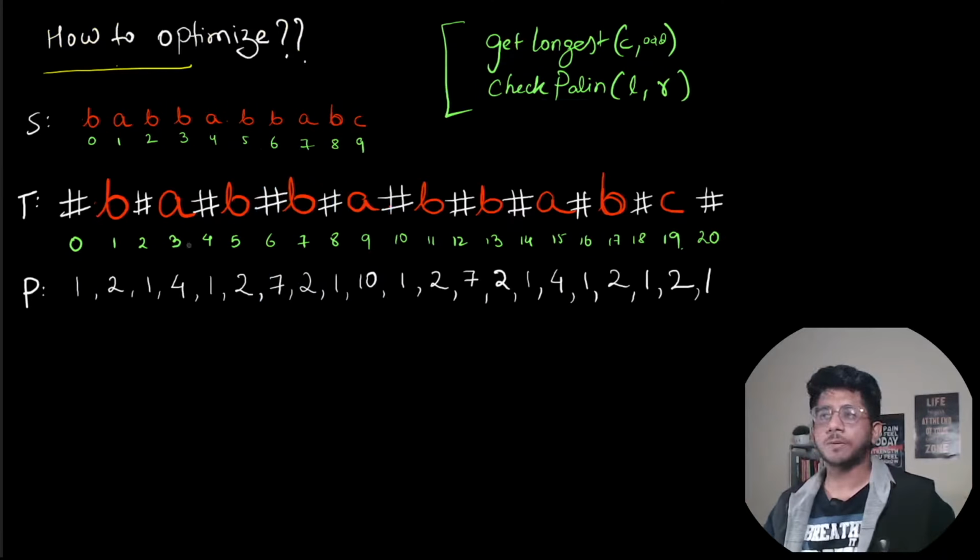Okay. Now, how to optimize this? How do we optimize calculating this P array? At every index we can expand on both the sides, and that should give us the P array in a straightforward O of n squared algorithm.